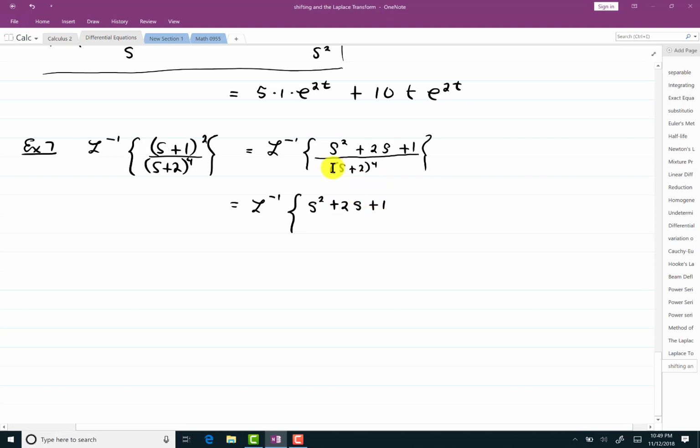Just think for a minute. S plus 2 squared is s squared plus 4s plus 4. So if only this were a 4s and this were a 4. Well, I can make it a 4s by adding a 2s and then adding 3. That way, if you read across, I'll have s squared plus 4s plus 4.